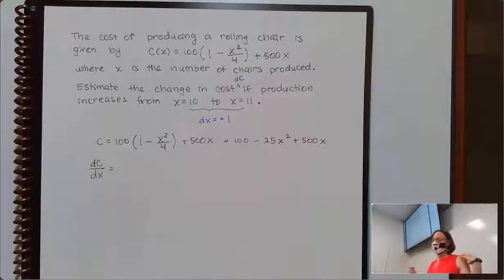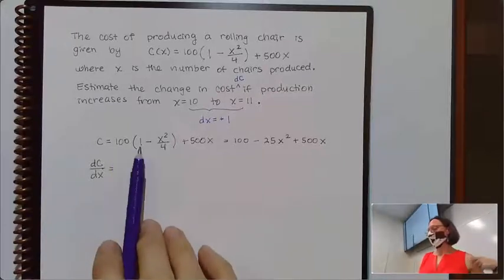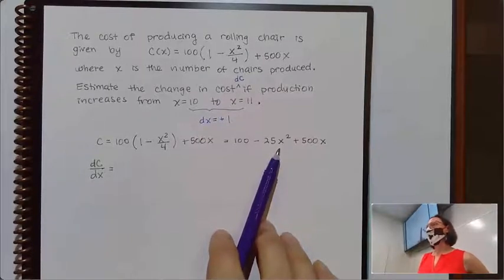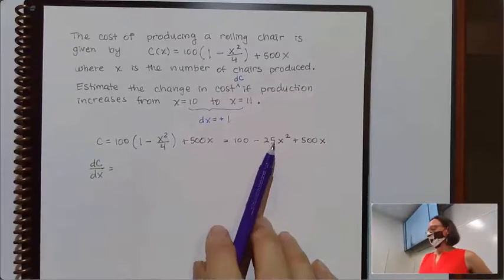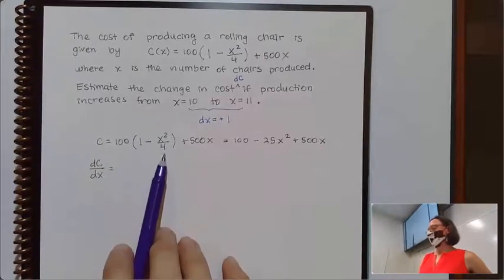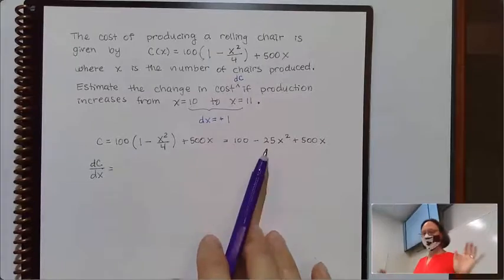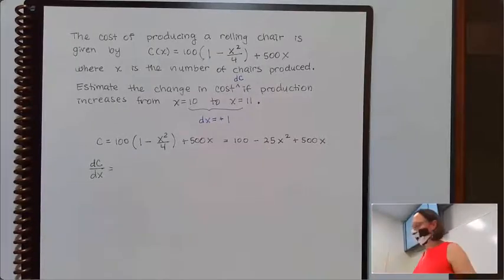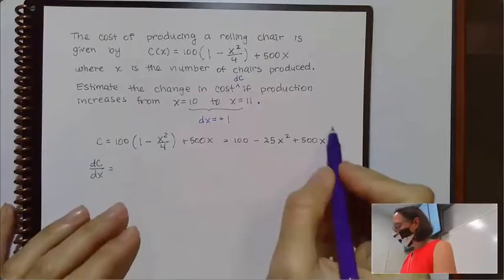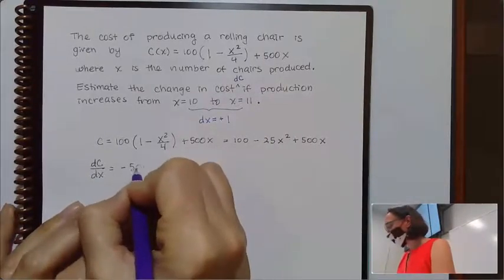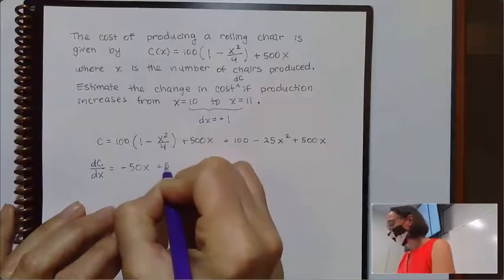I chose to distribute the 100 in. Doesn't mean you had to. Just figured it looked nicer that way. 100 divided by 4 is 25. Yes, reality check, making sure my arithmetic is going well. Okay, so when I take the derivative, I think I'm going to get negative 50x plus 500.